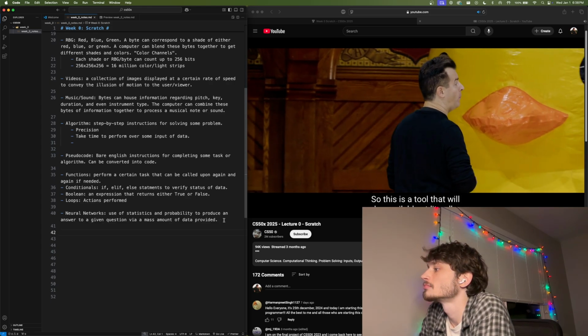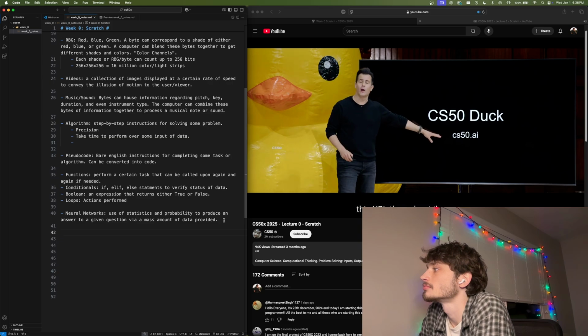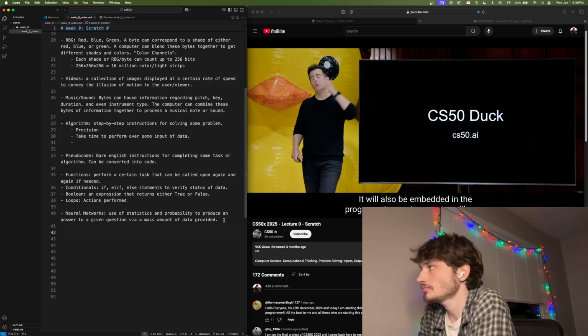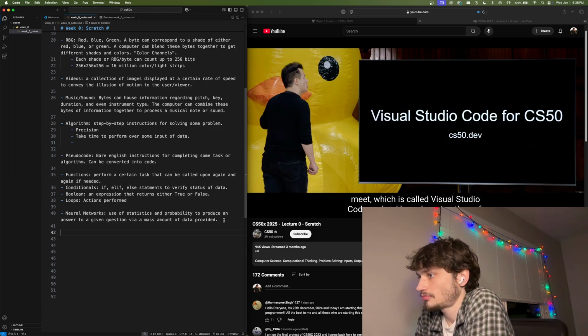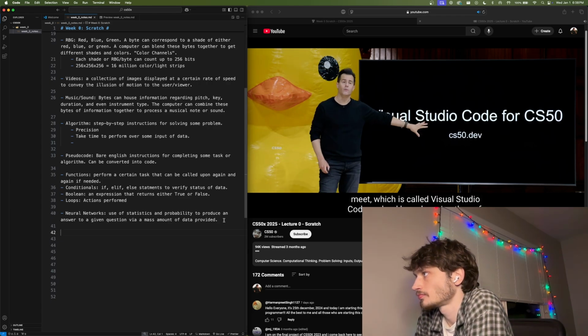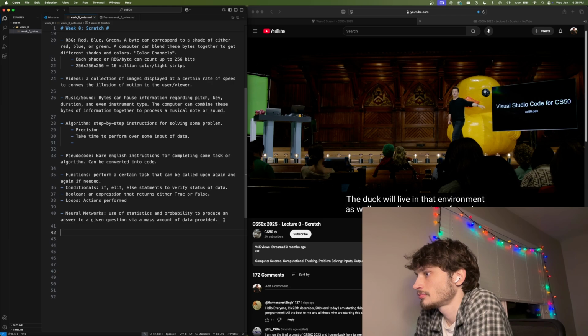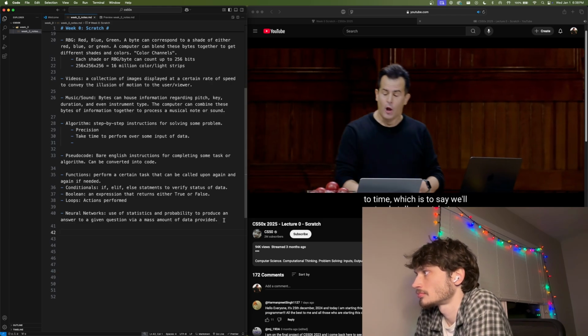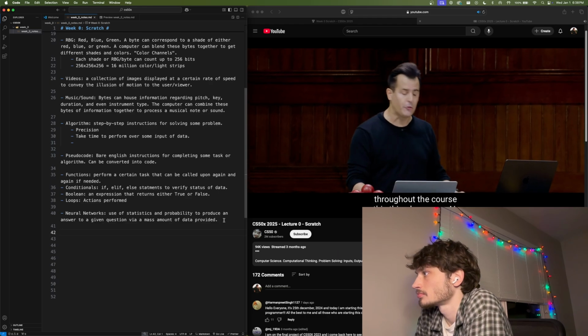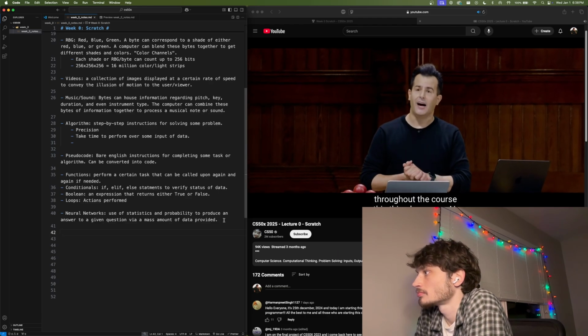So this is a tool that will be available at literally this URL throughout the course, cs50.ai. It will also be embedded in the programming environment you'll soon meet, which is called Visual Studio Code, a cloud-based version thereof. The duck will live in that environment as well as on stage from time to time, which is to say, we'll not only talk about, but use throughout the course this thing known as AI.